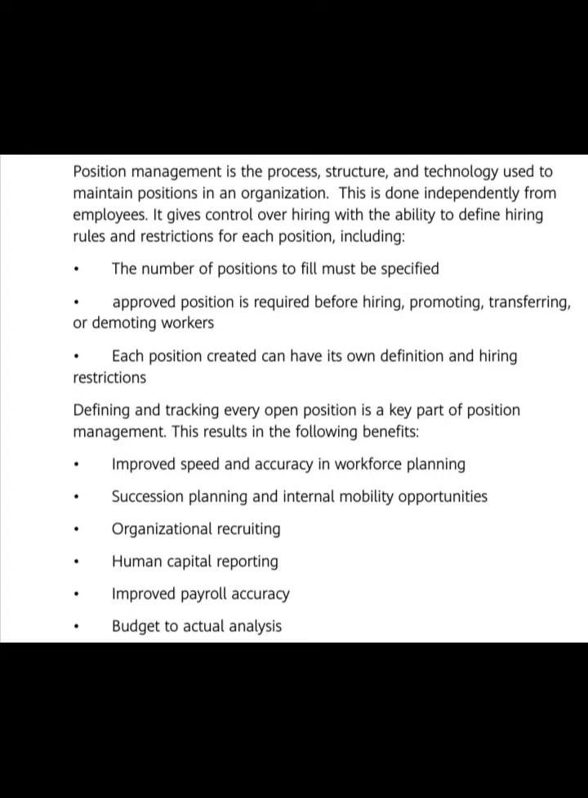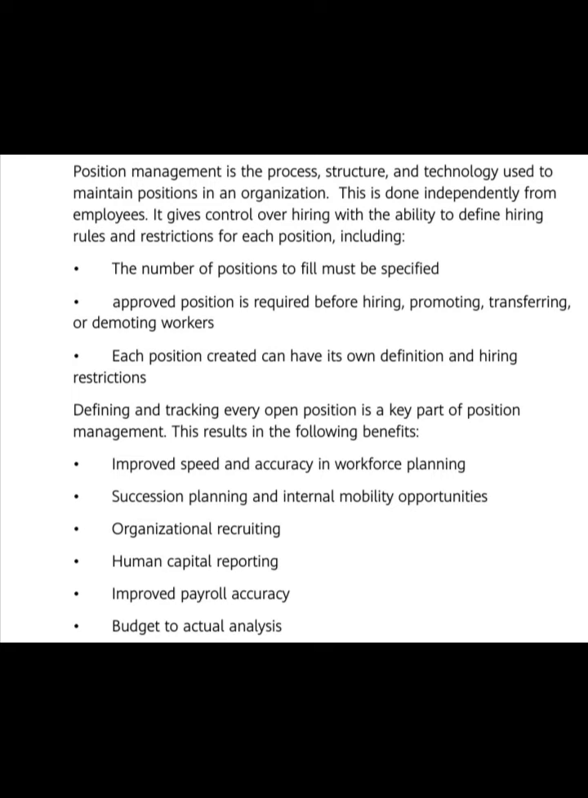What is position management? Position management is the process, structure, and technology used to maintain position in an organization. This is done independently from employees. It gives control over hiring with the ability to define hiring rules and restrictions for each position, including the number of positions to fill must be specified.